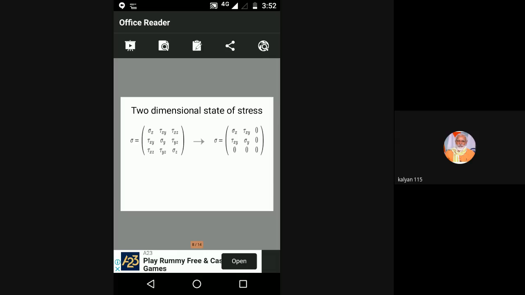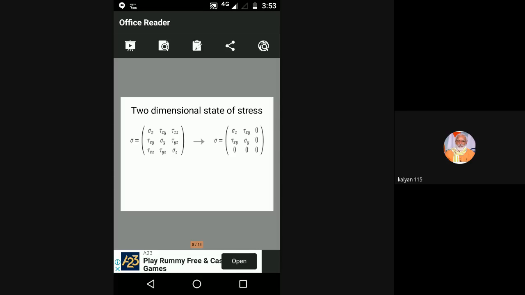Next one. Don't think that we always design 3-dimensional members. Sometimes we design 2-dimensional members also. While designing a 2-dimensional member, we can neglect one plane or one direction. Suppose, for example, we neglect the z direction. That means there is no stress in the z direction. Then these 9 stress components become only 4 components. What are those 4 components? One is sigma xx, the second is tau xy, the third is tau yx, and the fourth is sigma yy.